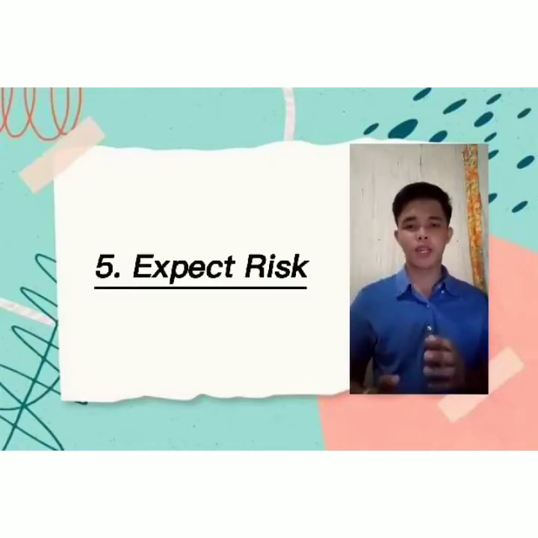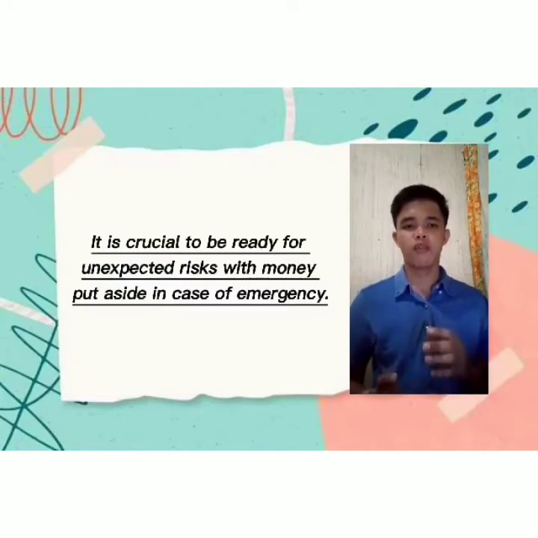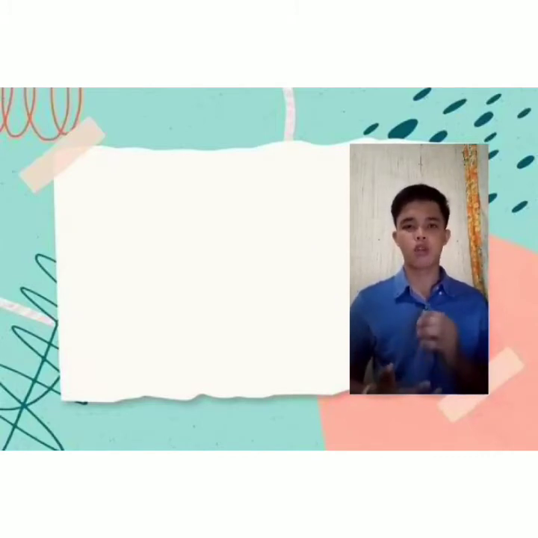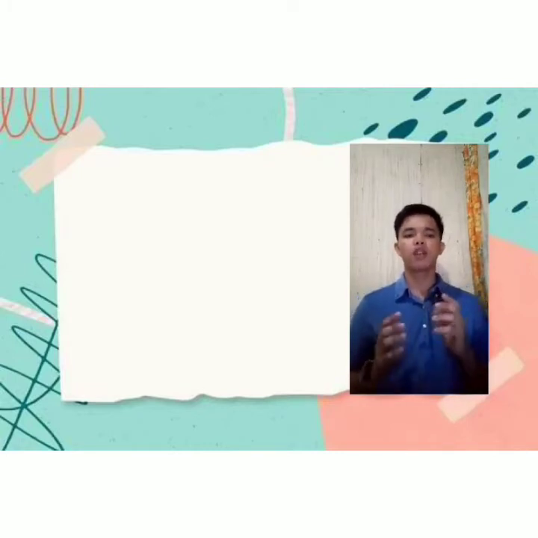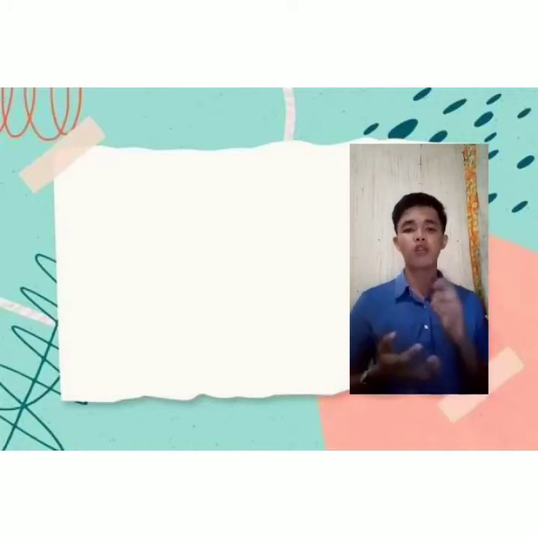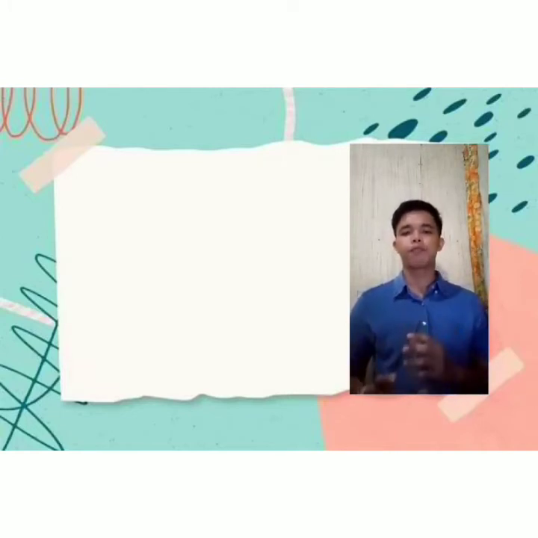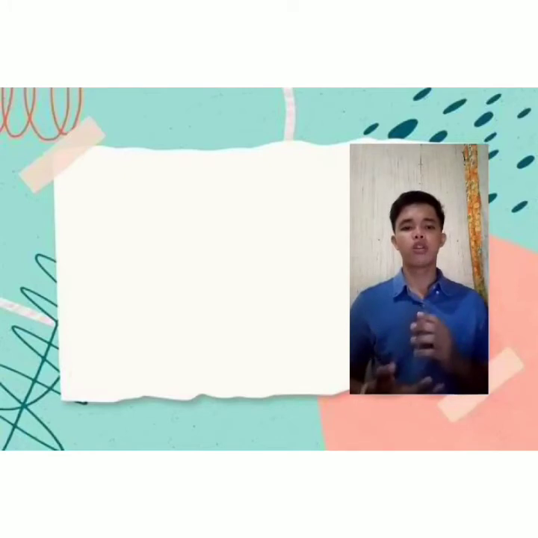The 5th step of financial literacy is to inspect risk. It is crucial to be ready for unexpected risks with money put aside in case of emergency. Many people don't anticipate such risks and suffer as a result. Think about the COVID-19 crisis and how many people around the world suffered financial loss because they were not prepared. Experts say that you should have 3 months or 6 months of living expenses reserved for use in case of emergency.